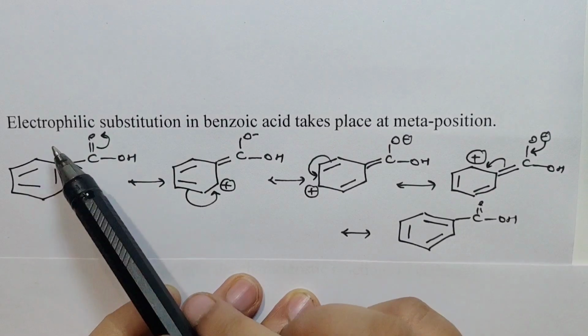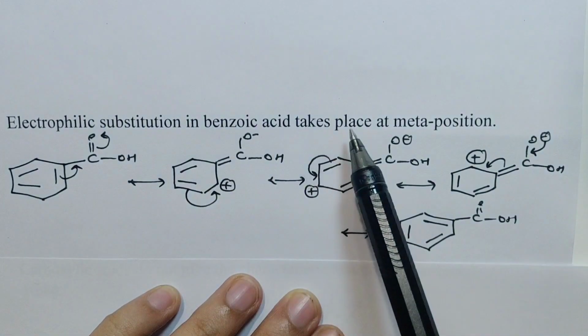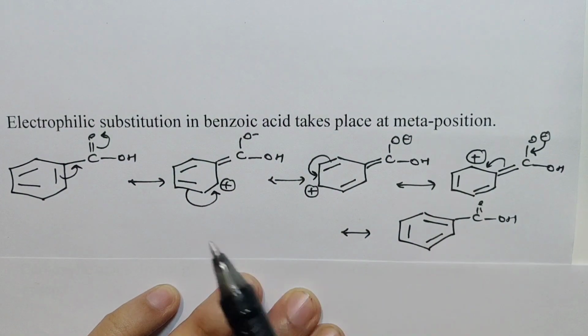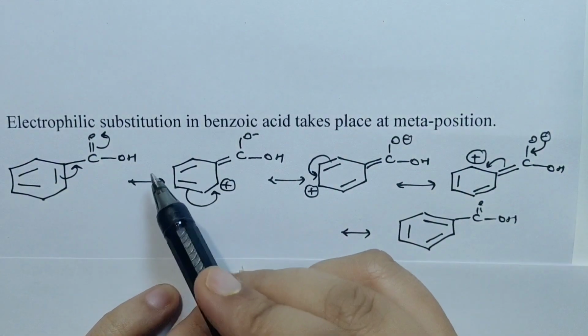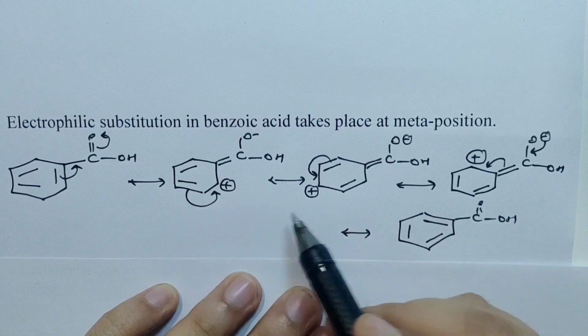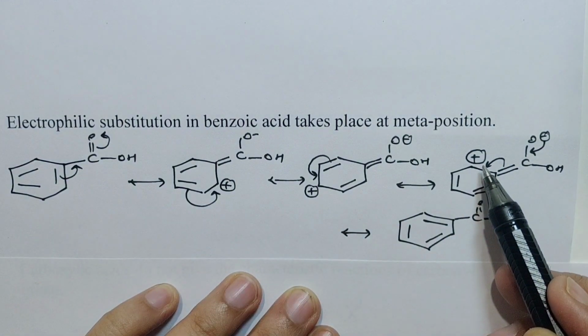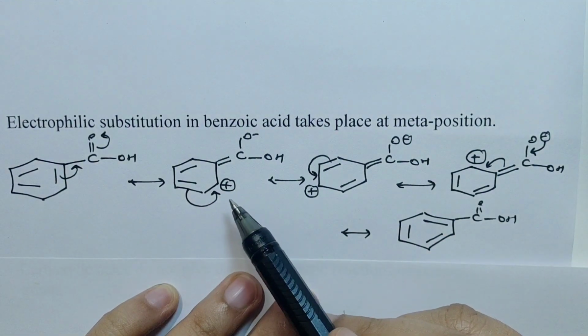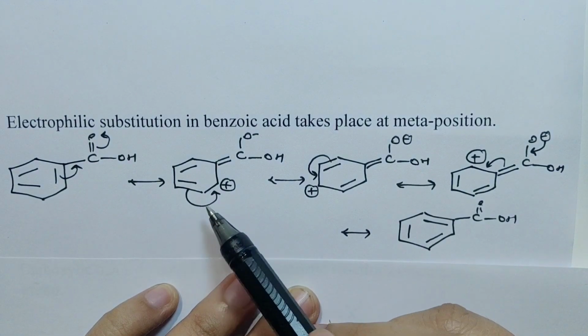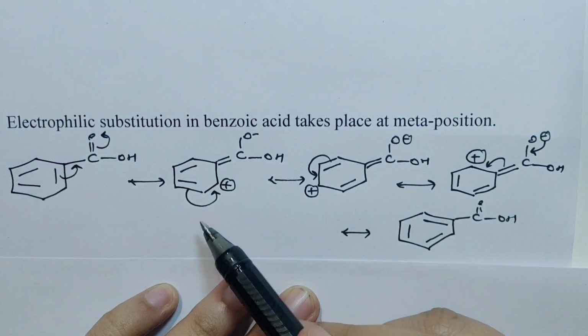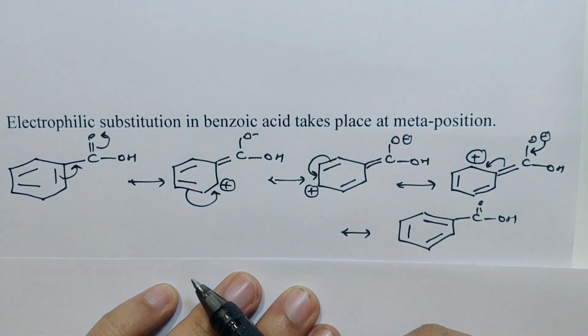Next question, electrophilic substitution in benzoic acid takes place at the meta position. For this, you have to draw the resonance structure of benzoic acid. And as you do so, you will notice that ortho and para positions are getting positive charge. Now, since ortho and para positions are getting positive charge, by comparison, the meta position is electron rich. So the electrophile would attack at the meta position.